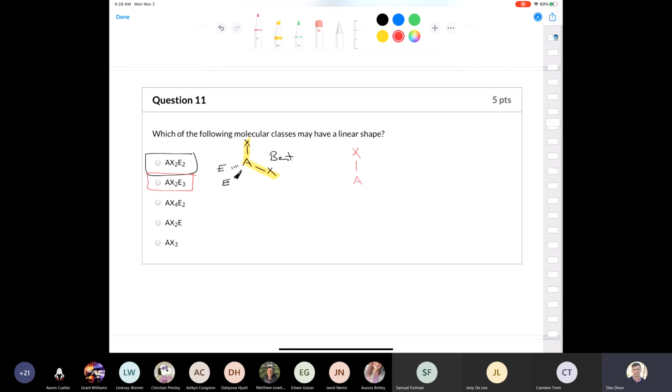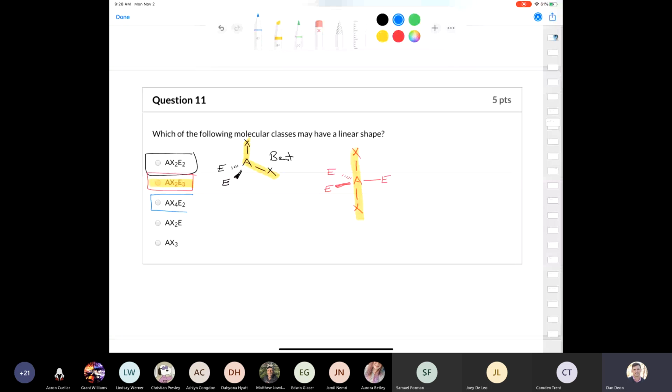If we look at the second one, AX2E3, I've got 5 regions of electron density, and when I have 5 regions of electron density, that means that my electron geometry will be trigonal bipyramidal. But you see that we have 3 lone pairs. And so when I have 3 lone pairs, all of those lone pairs are going to be at the equatorial positions like that. And so my molecule in this case will be linear. And so that is the correct answer.